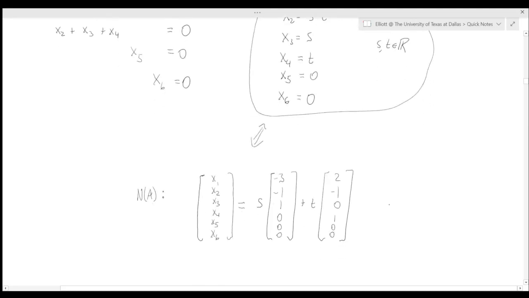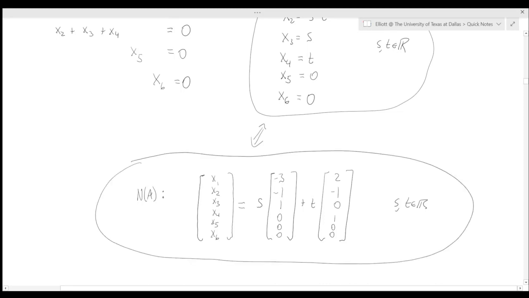So here I'm just writing it out in a particular way. All right. So then this that we've written out here, this would be the general solution to the equation Ax equals 0, which by definition, the solution to this equation gives us the null space.